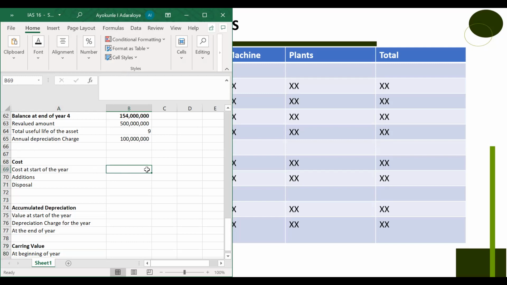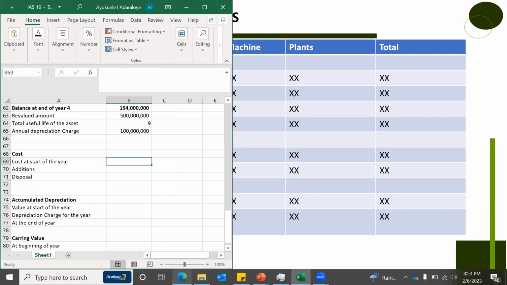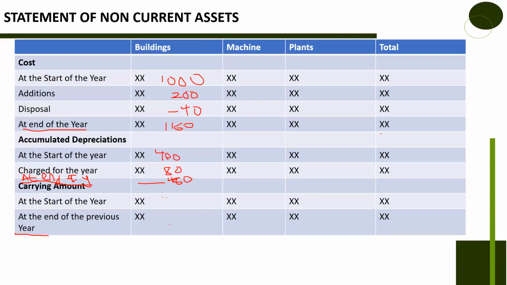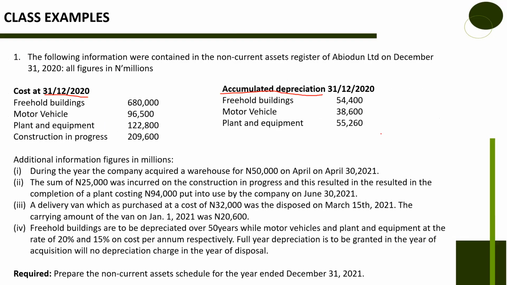Oh, thank you. So now let's go back to our question. Now that I have seen this, and I think we've tried to duplicate it there, is there anything that we missed out? No. So let's look at the question again. The question says, costs at 31/12/2020.